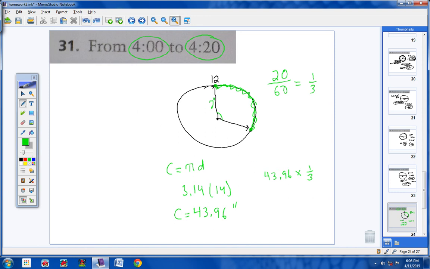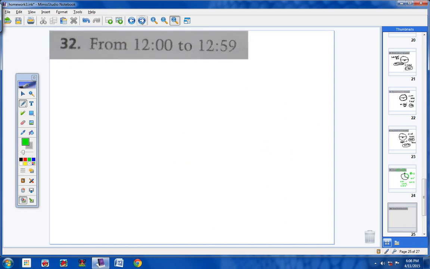It doesn't matter, okay? Let me grab my calculator. 43.96 times 1/3 gives us 14.65333. So 14.65 is good enough. So this arc length right here is 14.65 inches. Let's try another. Let's practice, okay?